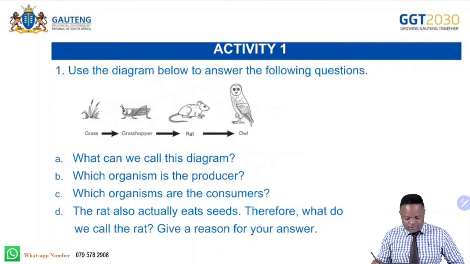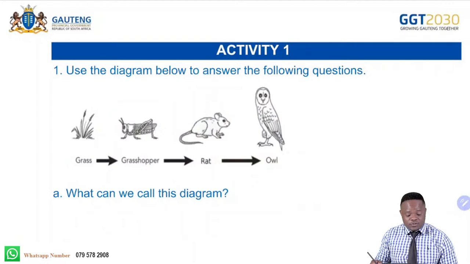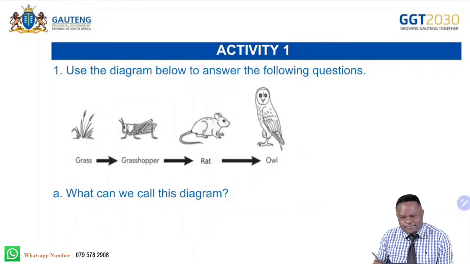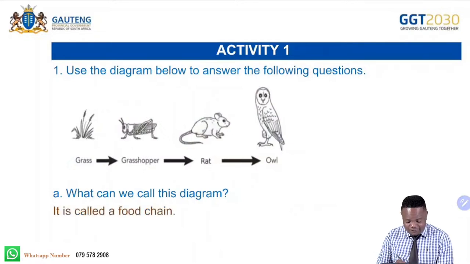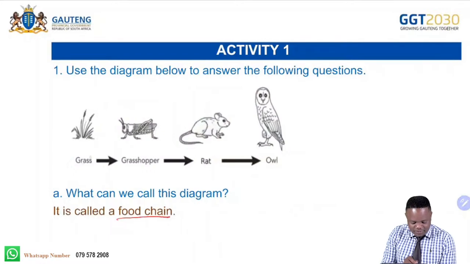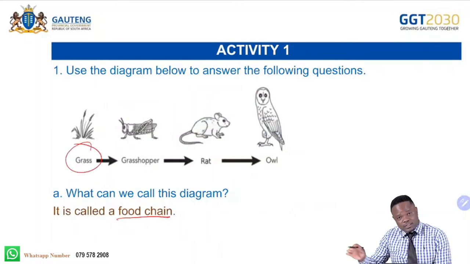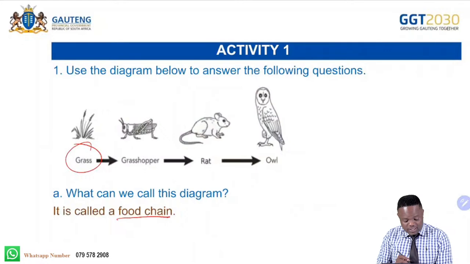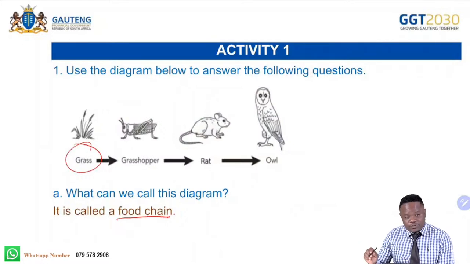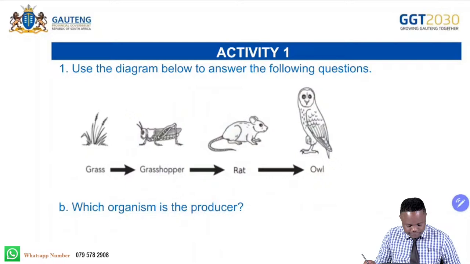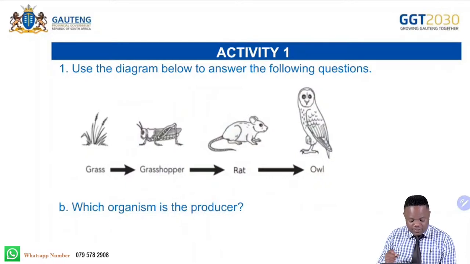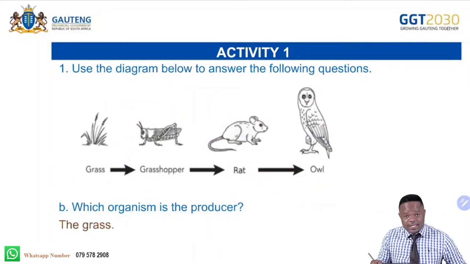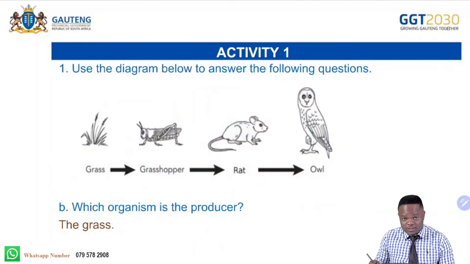Now, let us look at the questions together. We're saying, what can we call this diagram? I believe that is a piece of cake, yeah? That is definitely a food chain. Remember, we were starting there with our producer and so on, isn't it? So the grass, and take note of your directions of your arrows there, isn't it? And then which organism is our producer? Indeed, it is our plant. So that is the grass. That is our producer. I believe that was easy, right?